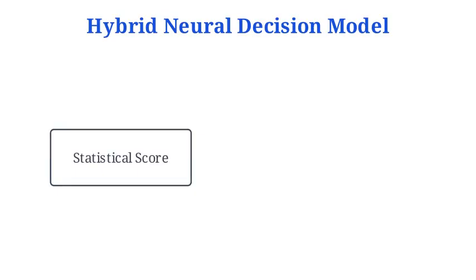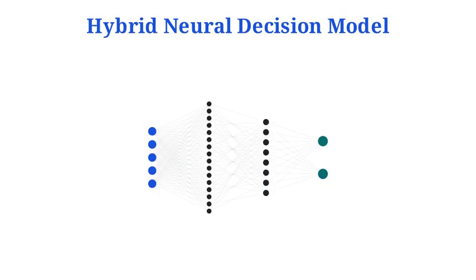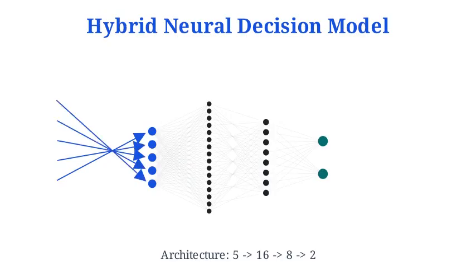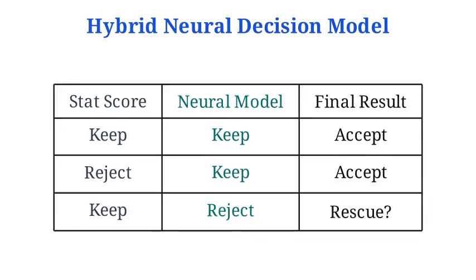Sometimes statistical scores alone aren't enough, so the system uses a hybrid filtering mechanism. A small neural network featuring 2 hidden layers of 16 and 8 nodes is trained on manual review decisions. It takes our 5 statistical features as input and outputs the probability of keeping or discarding a predicate. The final decision follows a specific logic.